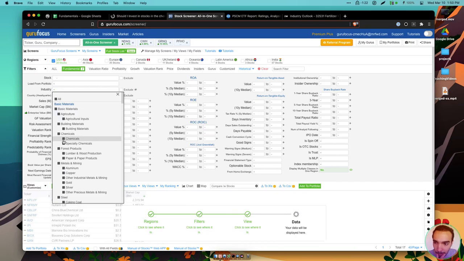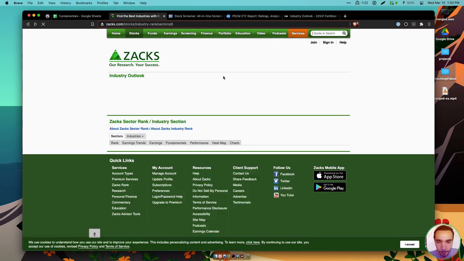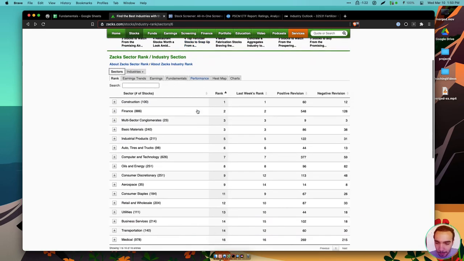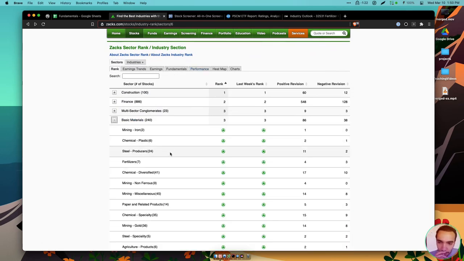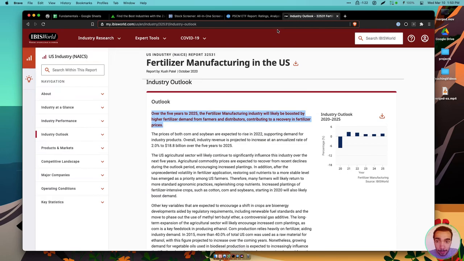So this time I'm going to pick chemicals, I suppose. That's going to be chemicals. I don't know if that's the same, like chemical plastic and chemicals specialized. Let's see if that's the same thing. So I see chemical plastic and chemical specialty down there. So maybe we should just pick chemicals. I don't know what the difference is. A good place to start would be to actually understand the difference. So chemical.